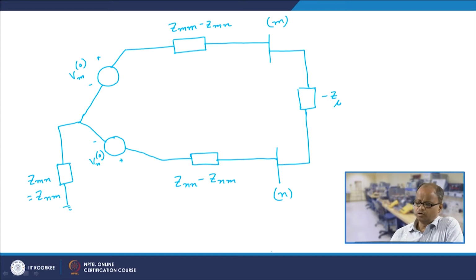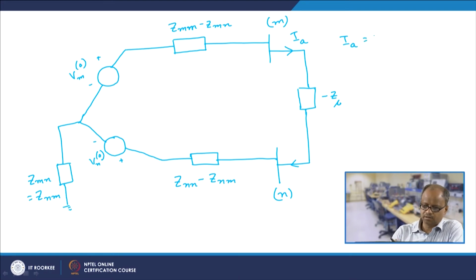So, when this line is connected, there will be some current going from this to this. Let us say this current is I A. So, then what would be I A?